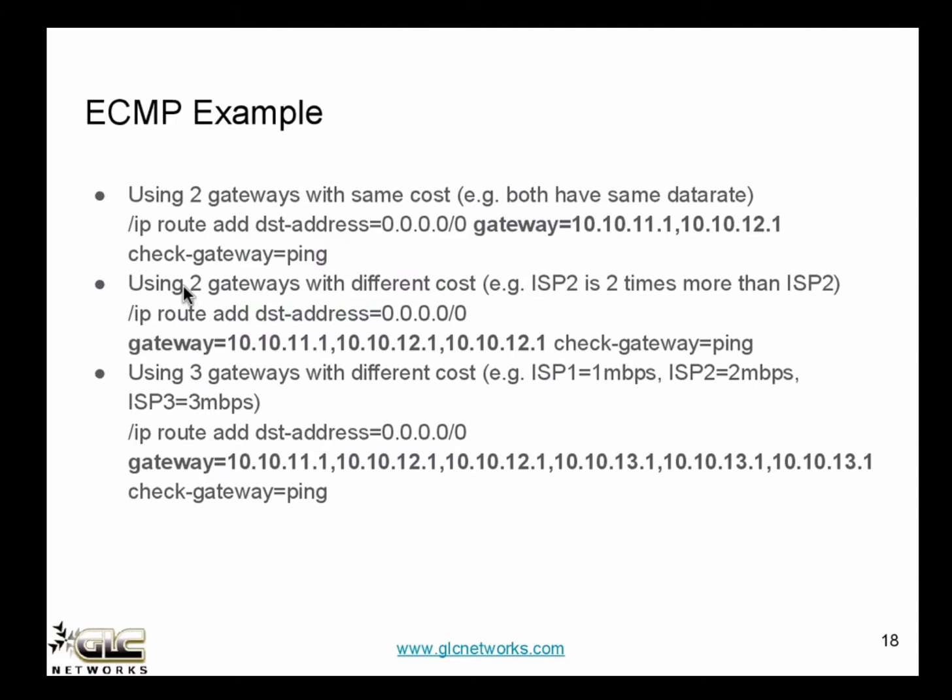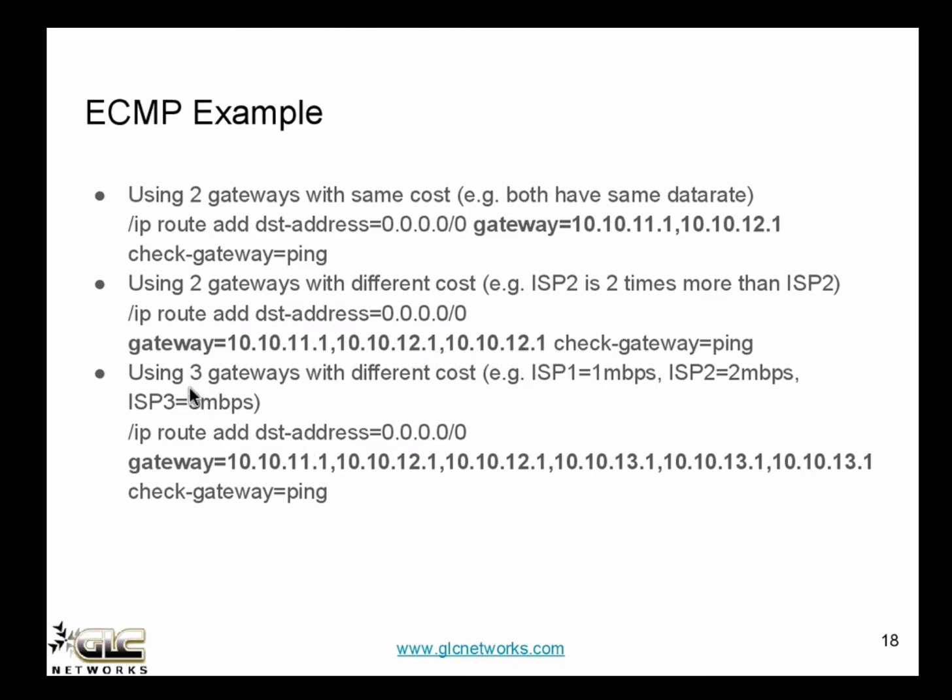Well, what happens if ISP2 is 2 times more than ISP1? Sorry, the slide has a mistake. ISP2 is 2 times higher than ISP1, so we just type ISP2's gateway 2 times. So 11.1 here, comma 12.1, comma 12.1.